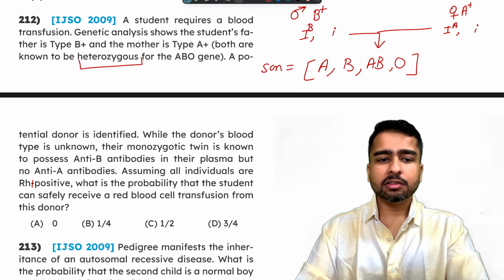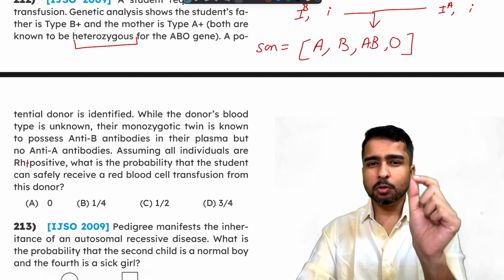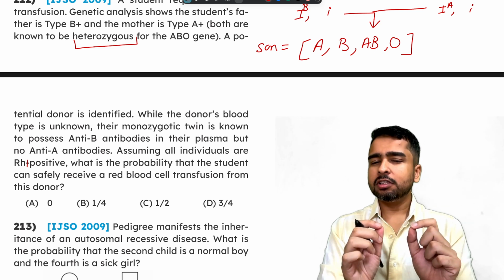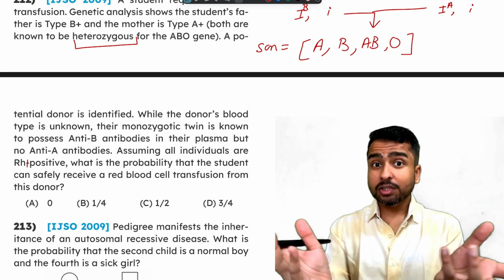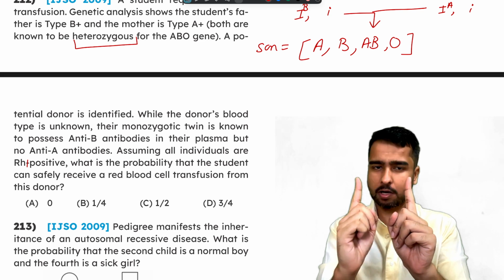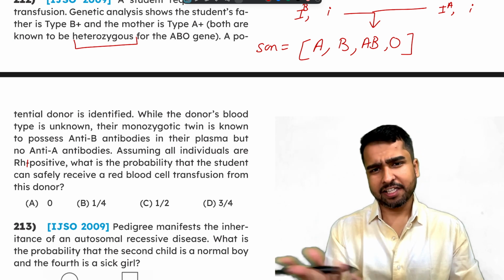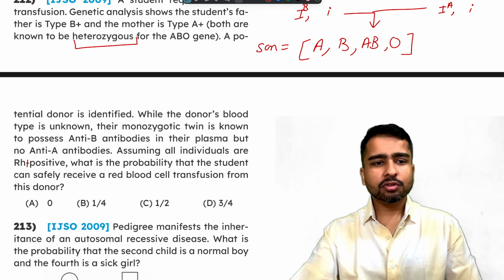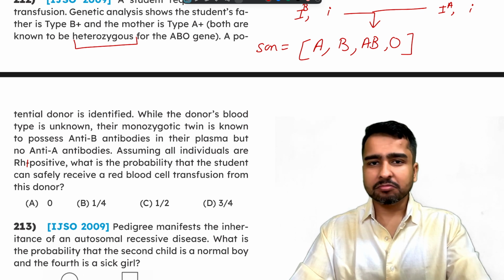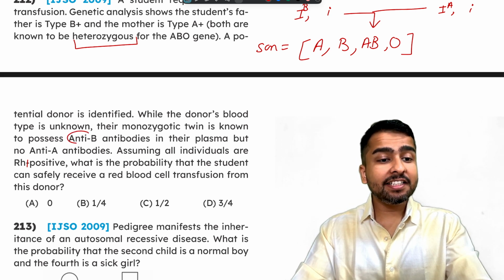A potential donor is identified. While the donor's blood is unknown, the monozygotic twin is known. Now, what is a monozygotic twin? Mono, one. Zygote, the fusion of sperm and ovum. That means these twins have come from a single zygote. A single oocyte was fertilized by a single sperm, it formed the zygote, and the zygote split before the 8-cell stage. That is monozygotic. And they are exactly the same. Same oocyte, same sperm, hence the zygote is the same. The twin is known to possess anti-B antibodies.